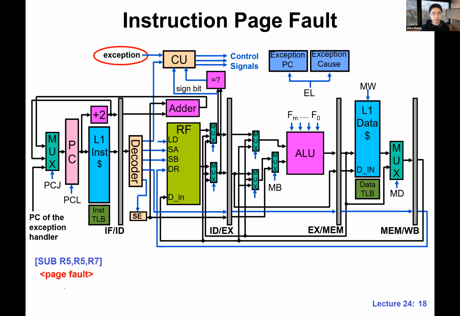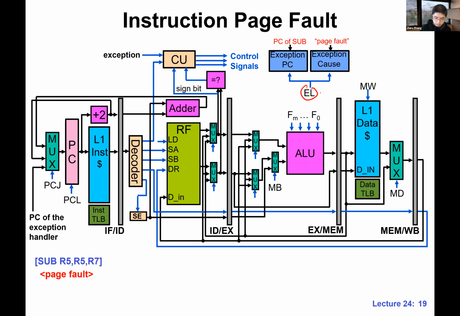First, this is an exception, right? We need to assert an exception to the CU. And we also need to put the PC, okay? So basically read the address of the sub instruction, the subtraction instruction, into the exception PC. And we say the exception cause, right? This is basically a type of exception, a page fault. We update these two registers, right?